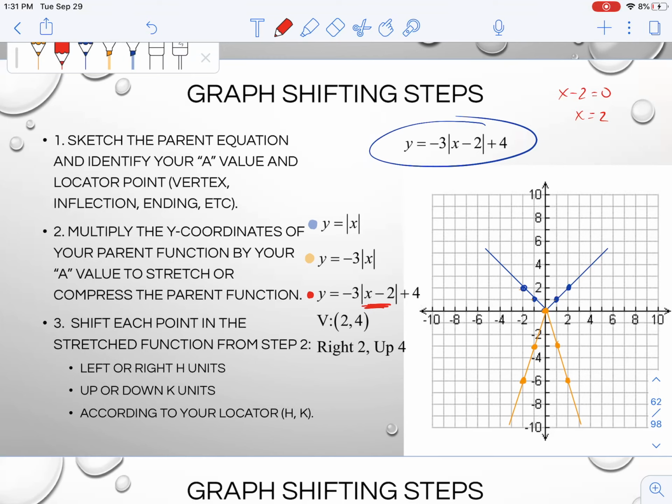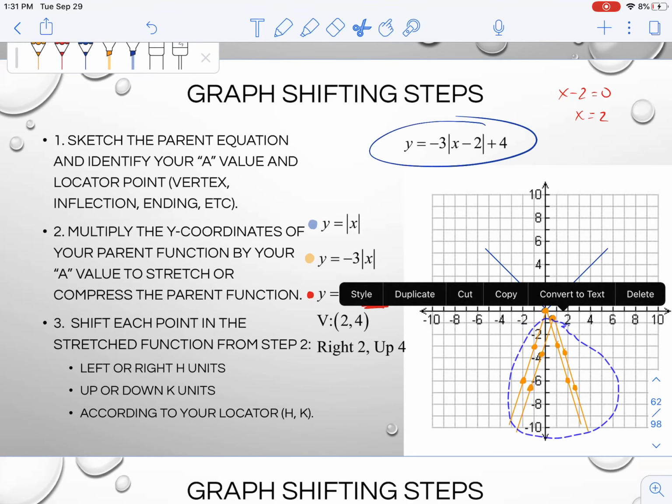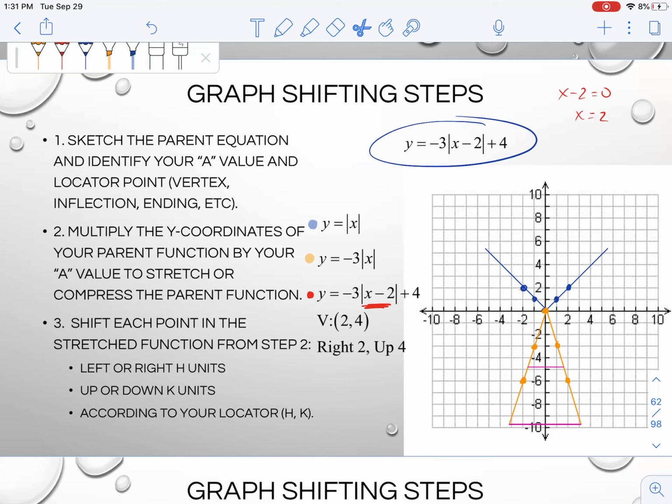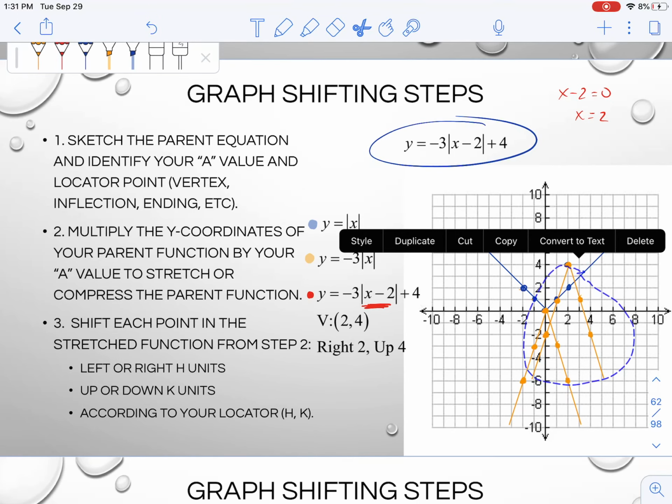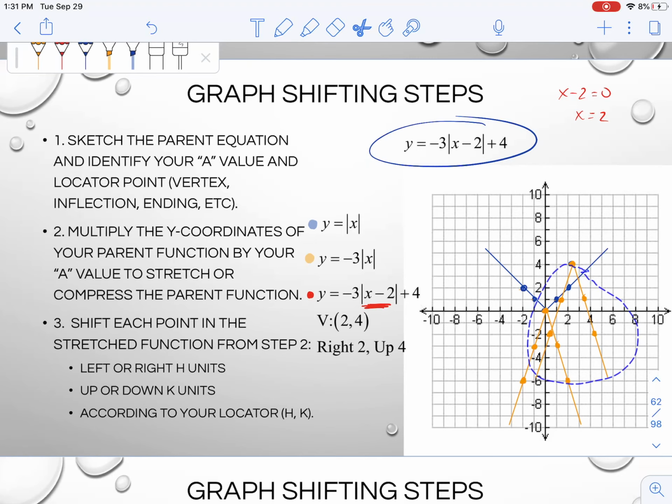So if I take each of these points that I have here graphed in orange, and if I take each of those points and I move them 2 to the right and up 4, I should have points that end up right here. Okay, I want to do that in red though, so I just wanted to do that so you guys can see the actual shift itself.